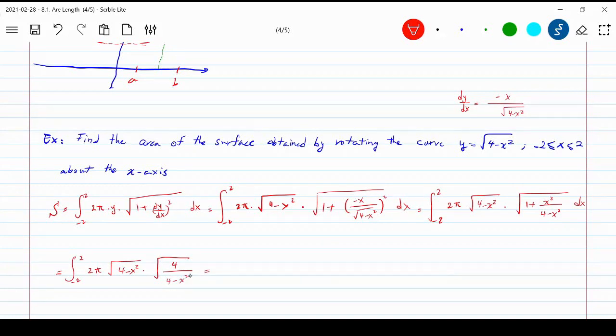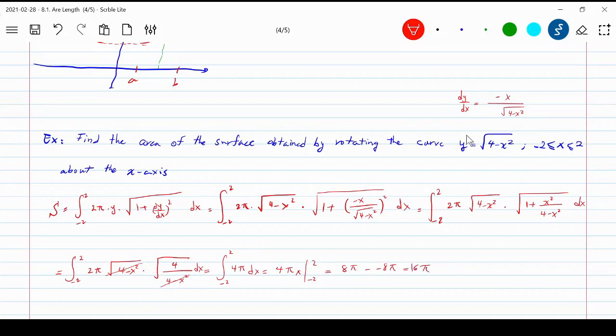And now simply, this is under the square root, can cancel out of that term. Square root of 4 becomes 2. 2 times 2 pi, you get 4 pi from negative 2 to 2. And what is that? That is 4 pi dx here. 4 pi x evaluated from negative 2 to 2, which becomes 8 pi minus negative 8 pi, which becomes 16 pi.